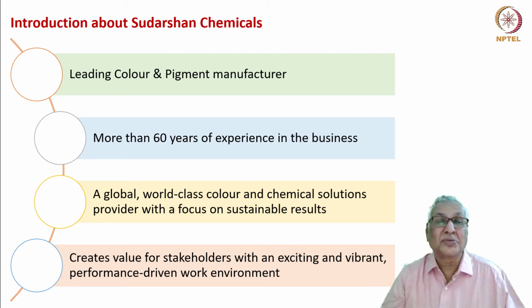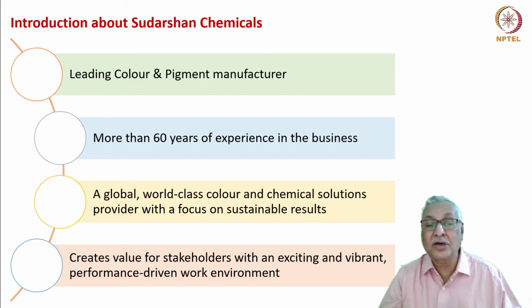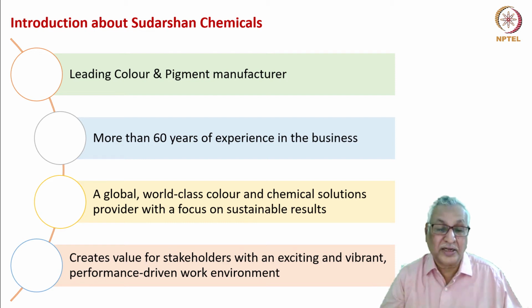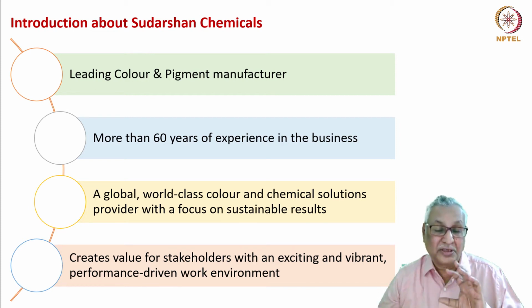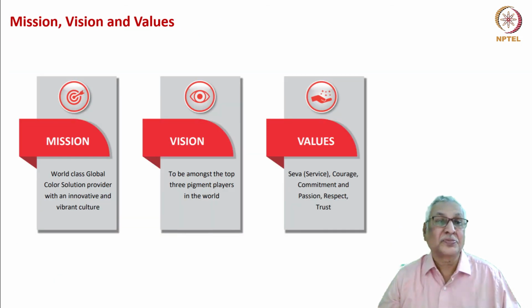The company Sudarshan Chemicals is a leading color and pigment manufacturer. More than 60 years of experience in the business, a global world class color and chemical solution provider with a focus on sustainable results. And it has a track record of creating value for the stakeholders. It has an exciting and vibrant performance driven work environment. When you read about the company, you get a fair idea of its industry, its product characteristics, its heritage, its legacy, and its global positioning.